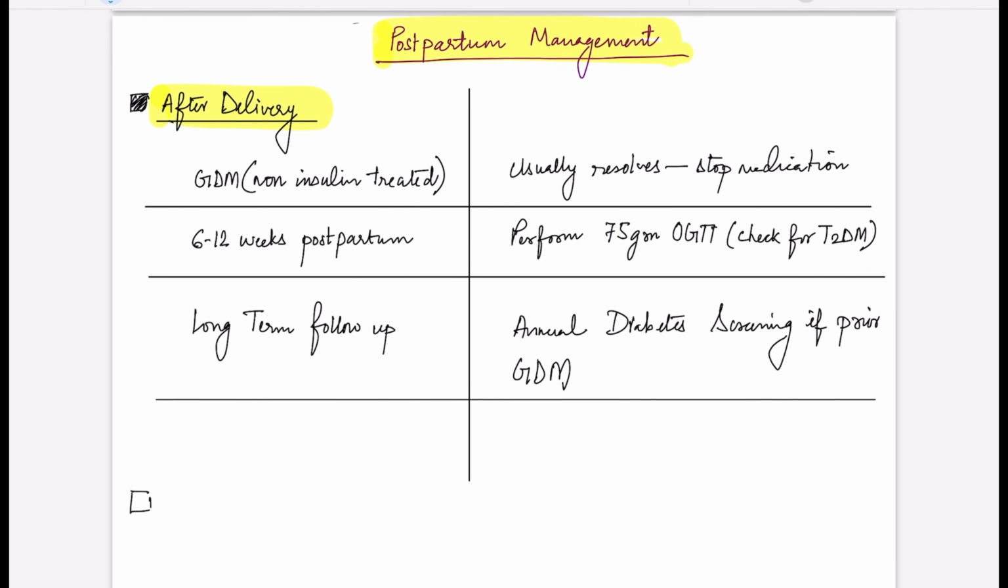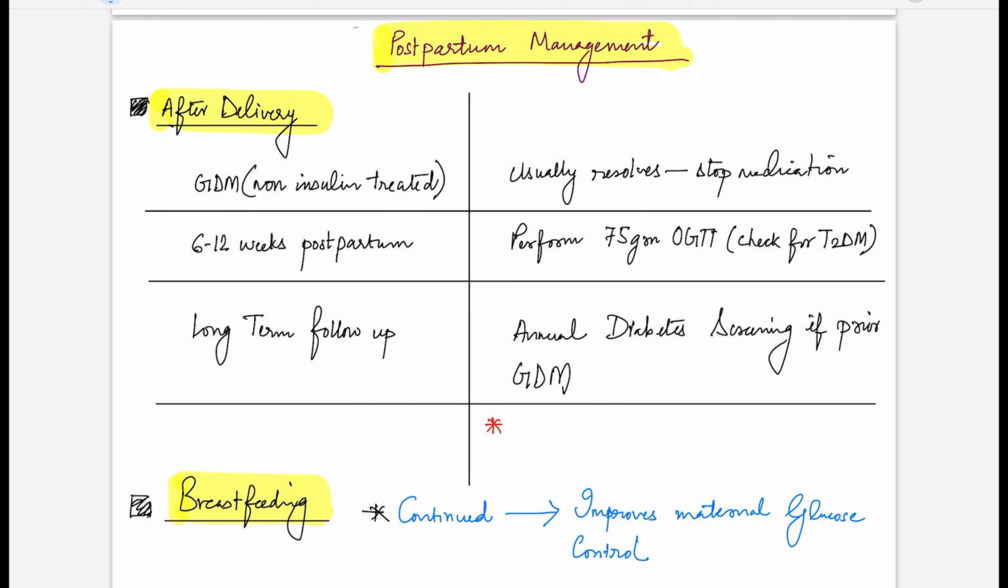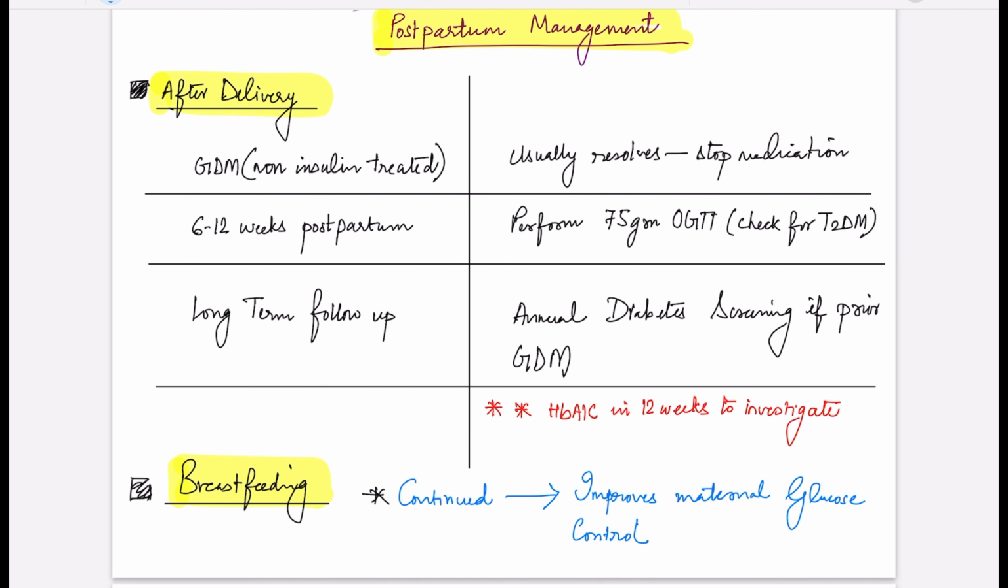One important point to remember is anyone with GDM should be pushed for breastfeeding, because it helps improve maternal glucose control. And check HbA1c in 12 weeks to investigate for T2DM.